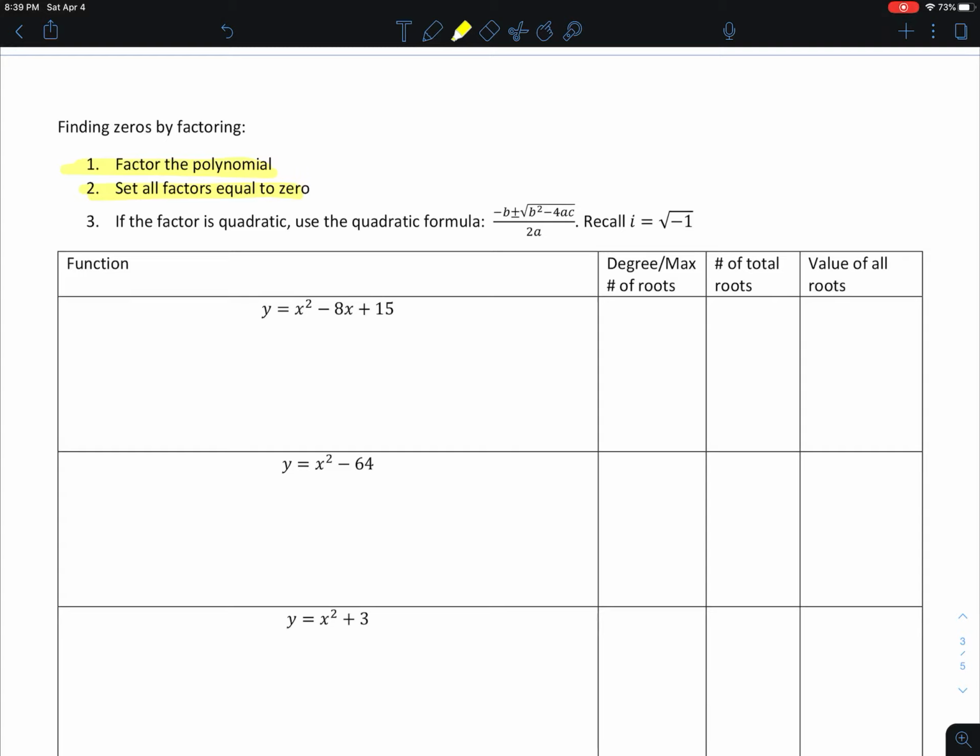However, if the polynomial is not factorable and it's quadratic, then we're going to have to use the quadratic formula. And we have to recall that the square root of -1 is i. So let's just do a couple examples.